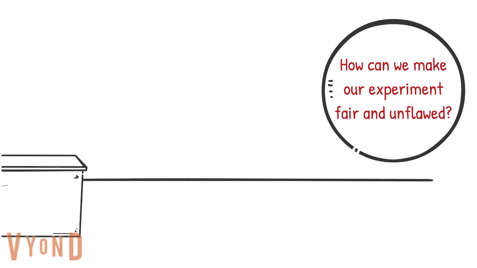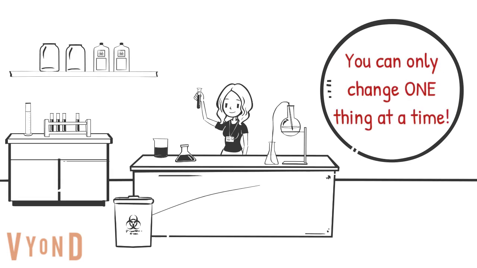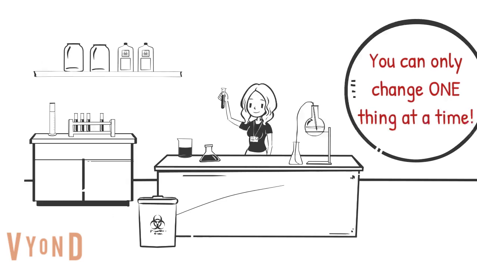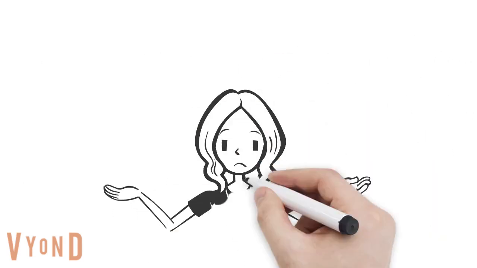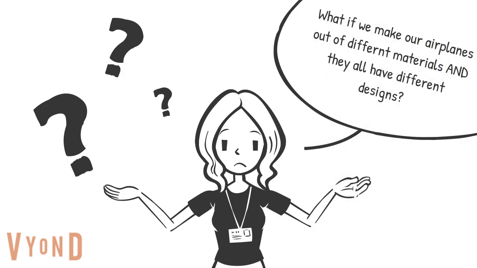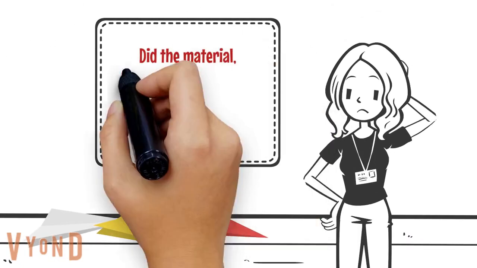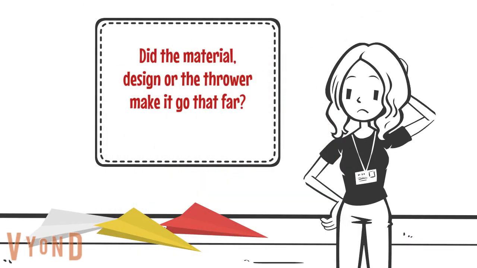When conducting an experiment like this, there are a few things that we need to understand to make sure that the experiment we are conducting isn't flawed. In order for an experiment to be fair, you can only change one thing at a time when everything else stays the same. What if we were to make the 3 airplanes out of different materials and have a different design? Do you think that this experiment would be accurate if I'm testing which one will go the farthest? I wouldn't be able to identify the factor that is making one plane successful while the others fail.